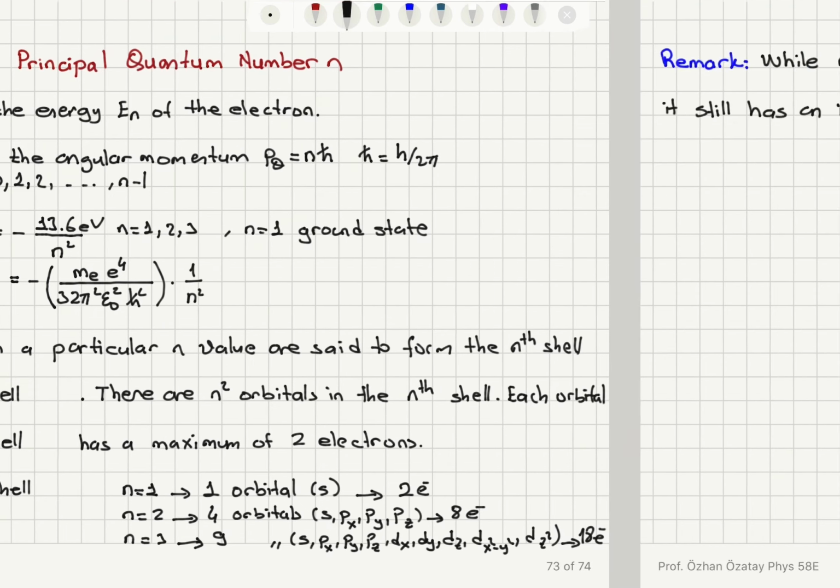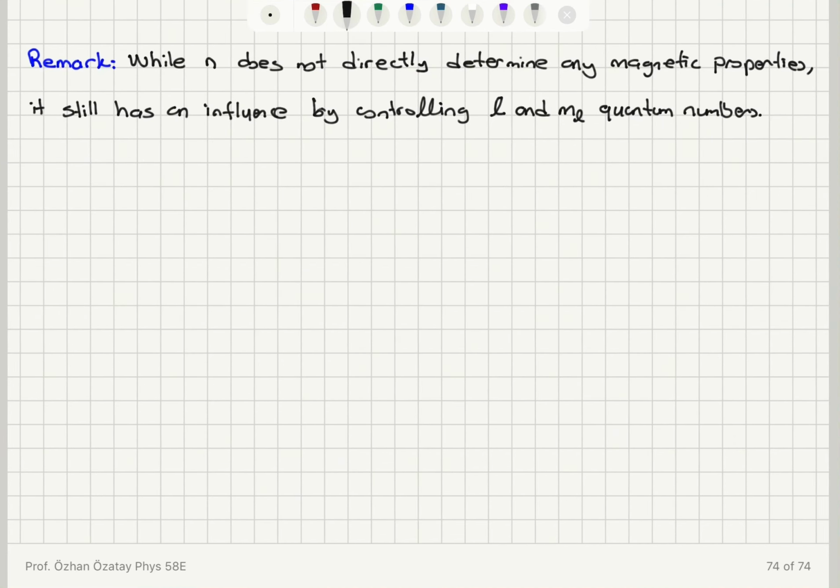And the effect on the magnetic properties of the principal quantum number is indirect, through determining the other quantum numbers, the orbital angular momentum quantum number L and the magnetic quantum number m sub L.